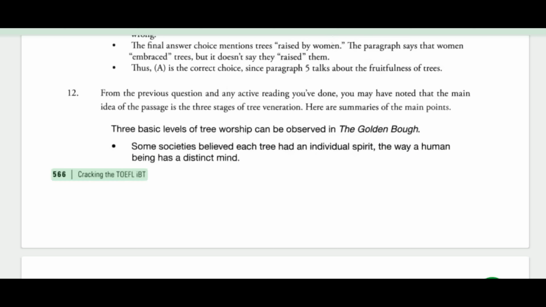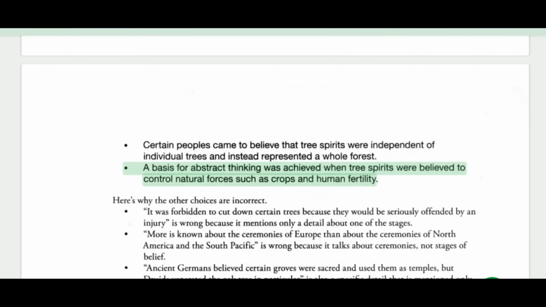Certain peoples came to believe that tree spirits were independent of individual trees and instead represented a whole forest. A basis for abstract thinking was achieved when tree spirits were believed to control natural forces such as crops and human fertility.